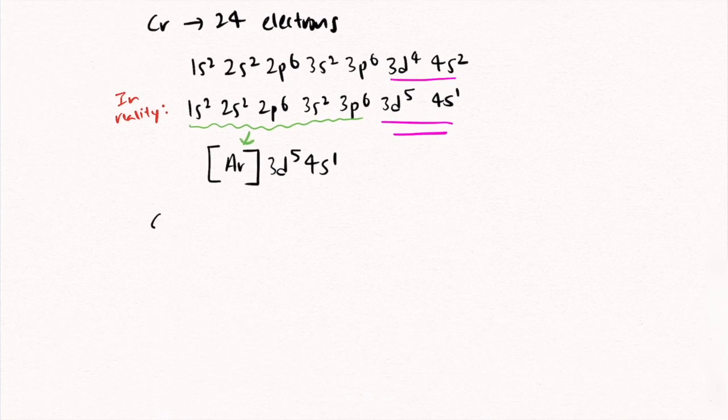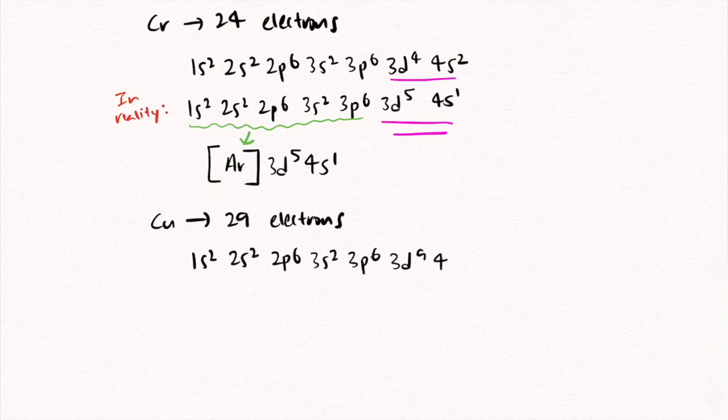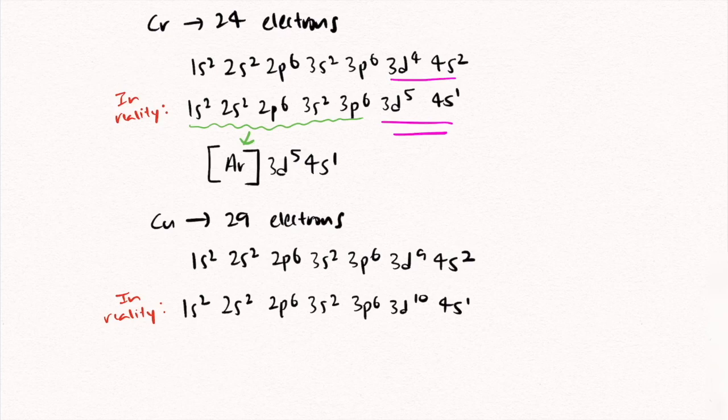Now, for copper, which has 29 electrons, we'll get the following electronic configuration when we fill up the orbitals. However, again, in reality, it will exist as such. As you can see, this time, we have a fully filled d subshell and 1 electron in the 4s orbital. Similarly, we can write it down as Ar 3d10 4s1. Do you notice that in both cases, instead of 2 electrons in the 4s orbital, we have 1, and instead of 3d4 or 3d9, we have a half-filled d subshell 3d5 or a fully filled d subshell 3d10.